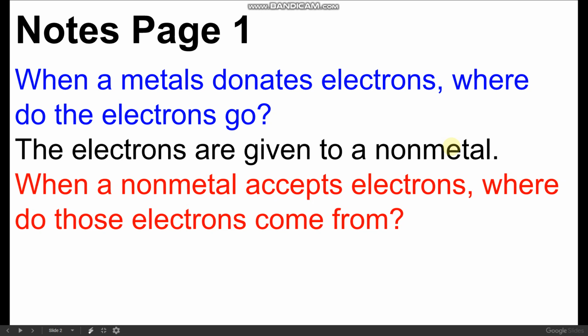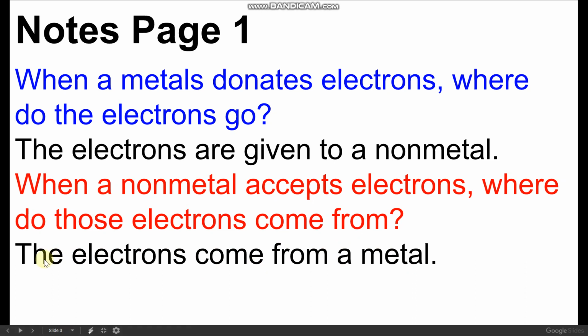Similarly, you might have the opposite question. When a nonmetal accepts electrons, where do those electrons come from? Again, those electrons come from a metal. So a nonmetal is only going to be able to accept electrons if there's a metal around to donate those electrons to it.